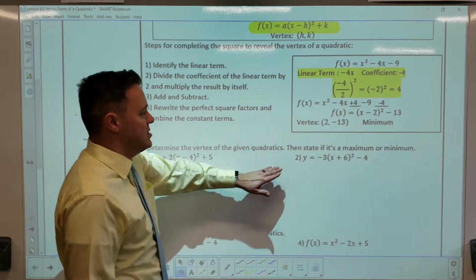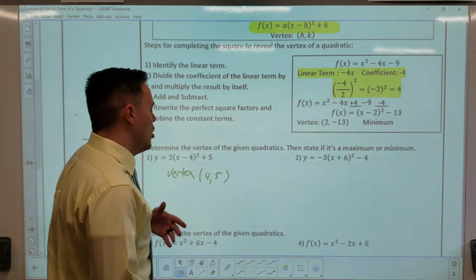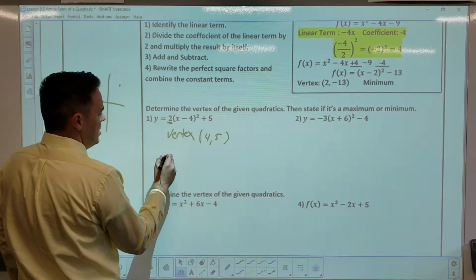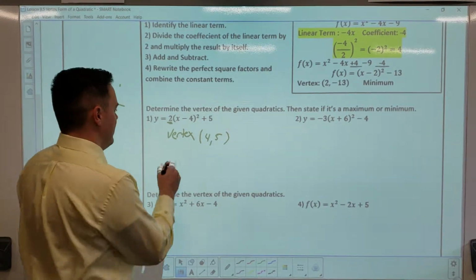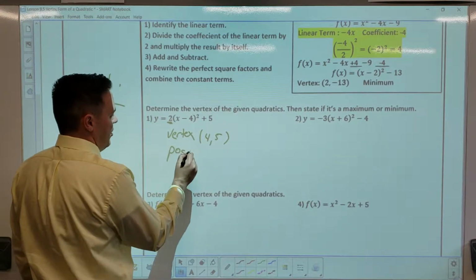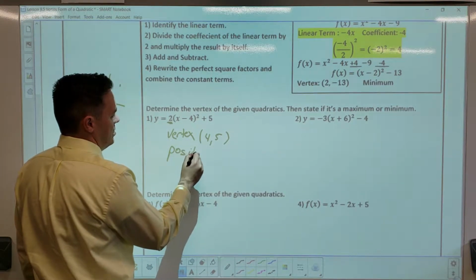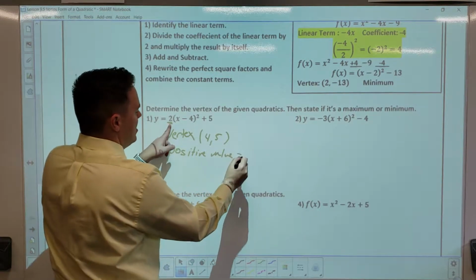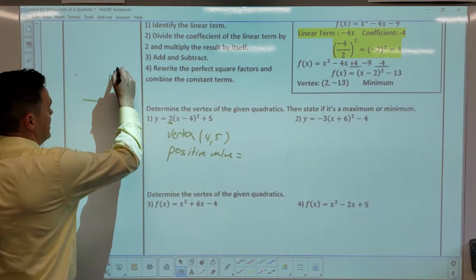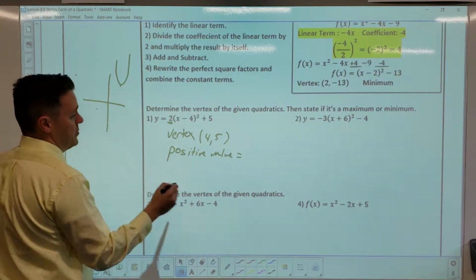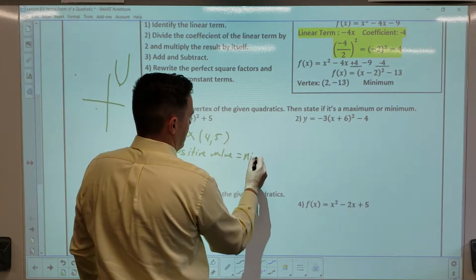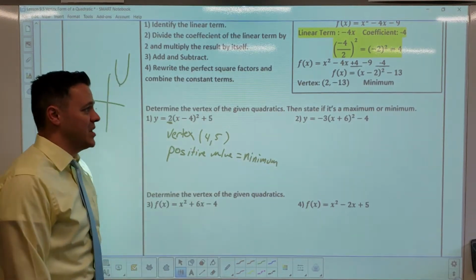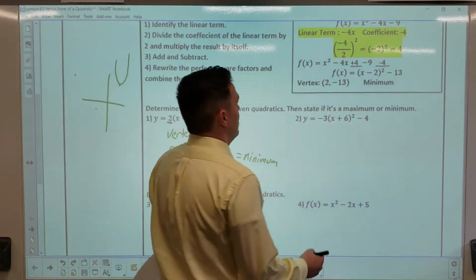Now the question becomes, is it a maximum or a minimum? Well, ladies and gentlemen, that depends on this right here and whether or not it's positive or negative. If it's a positive value, which this is, then it is a minimum. Sorry, that's supposed to be an M. Minimum, okay?